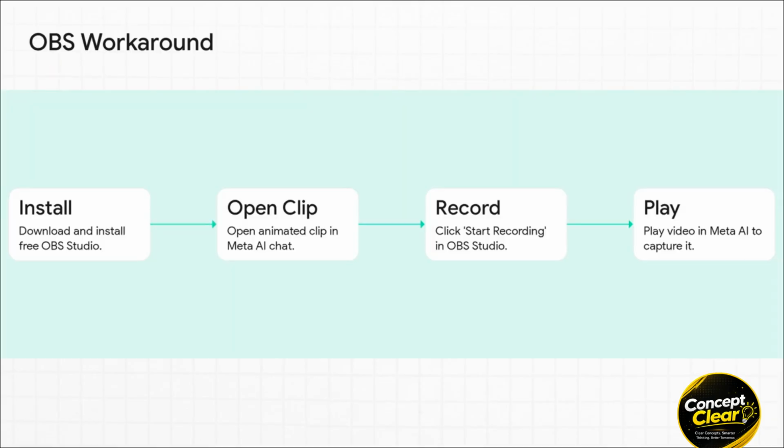And this workaround is just pure magic. We are basically legally bootlegging our own AI creations. By screen recording with OBS Studio, we completely bypass the download limitation and capture every single second of our animation. OBS is a free, professional-grade software. You just set it to record your screen, play your short animated clip inside the Meta AI window, and capture it. And yes, you might capture some of the surrounding chat window or small gaps between clips, but honestly, that is exactly what the post-production editing phase is for.